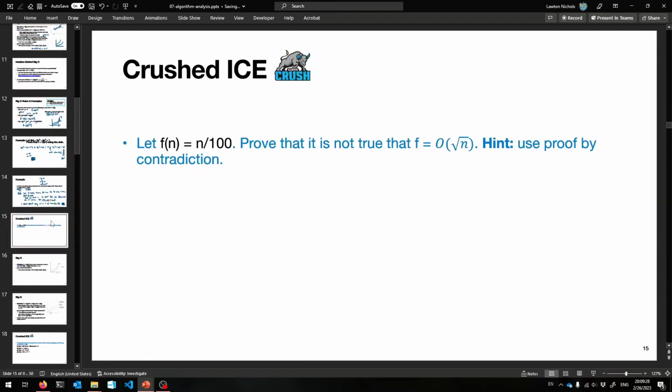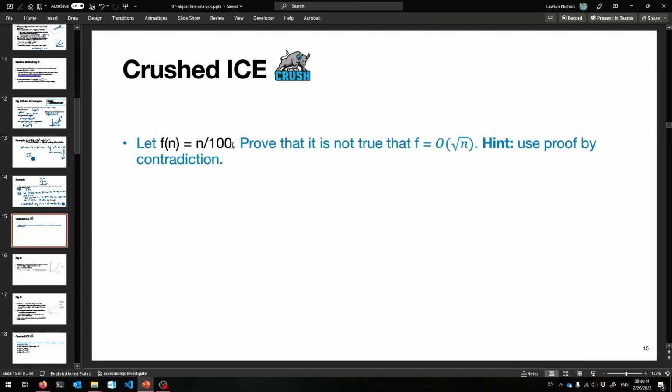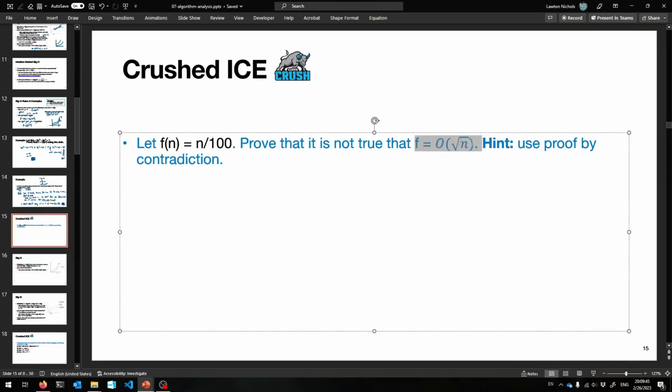Here's my question for you now. Let's pretend that f of n is this function, n over 100. Prove that it's not true that f is O of square root of n, because that's n to the 1/2, right? This is essentially O of n, right? Prove that it's not true that f is O of square root of n, because that's smaller. It can't be bounded above by that, all right?